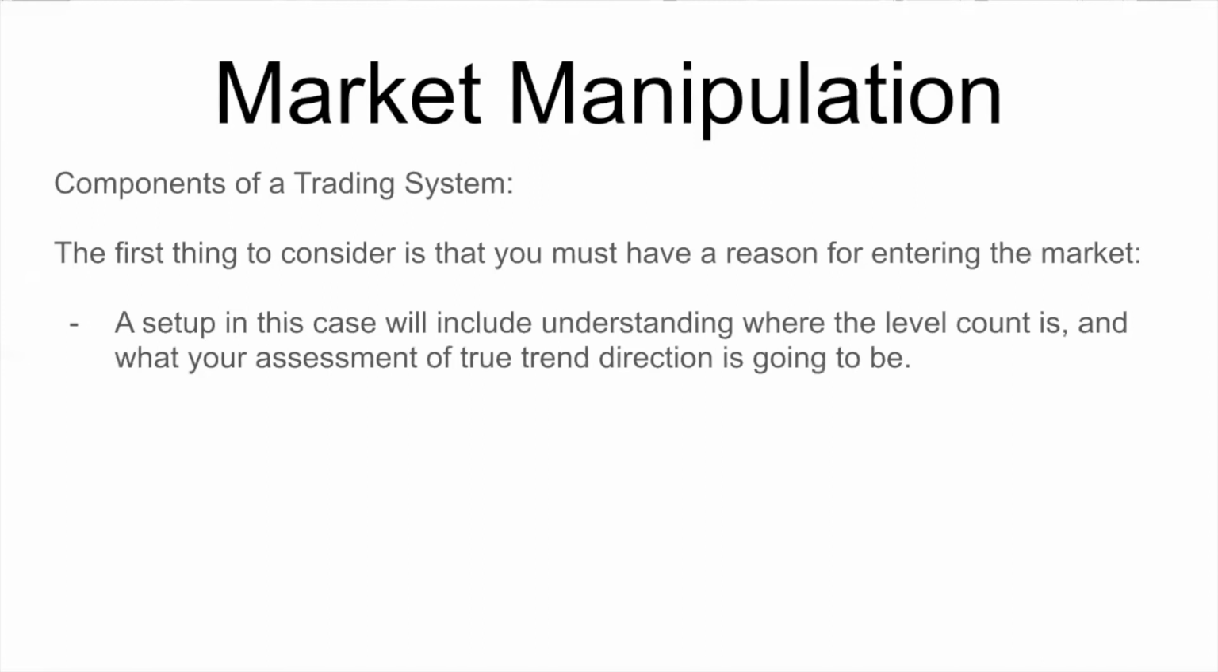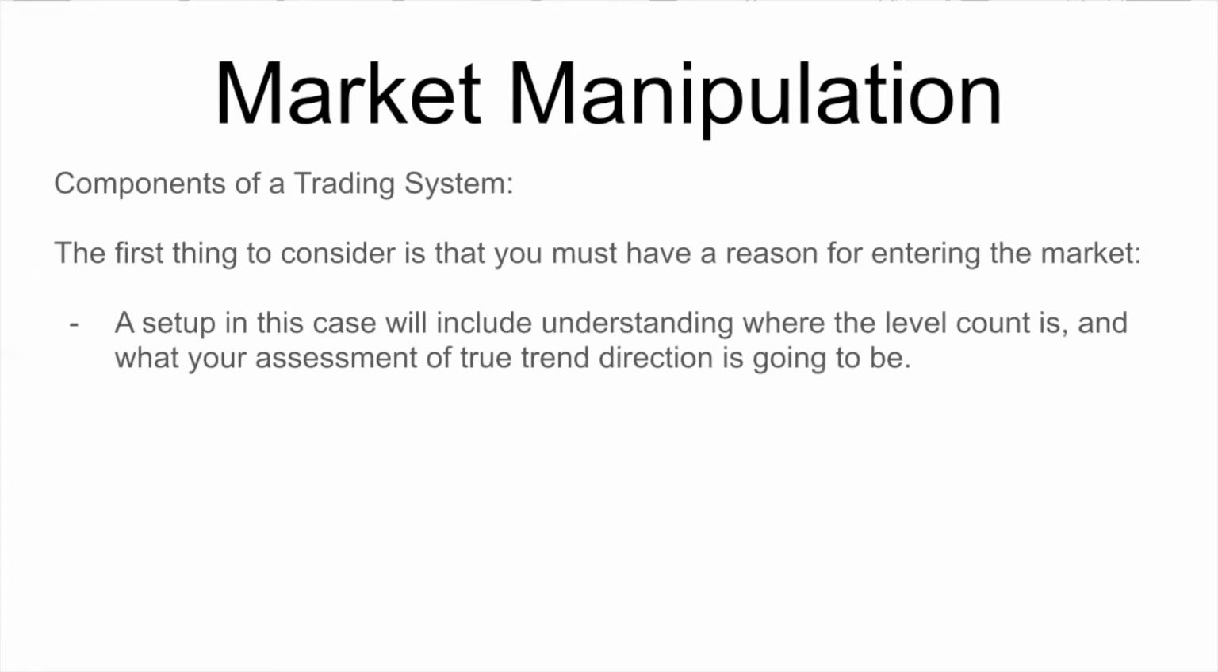So level count, if you're not aware of what it is, there are three levels. There's a first consolidation level, the second consolidation level, and the third consolidation level. And typically after the third consolidation level is when a reversal occurs. This can also be recognized with Elliott wave theory. And it can also be recognized by noticing where price is ranging or where you see consolidation.